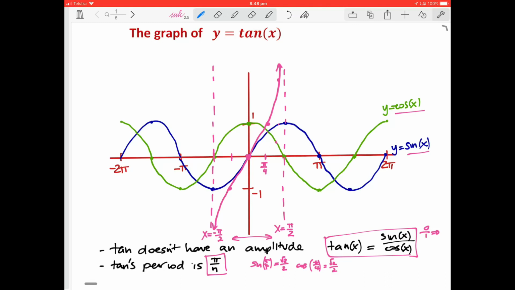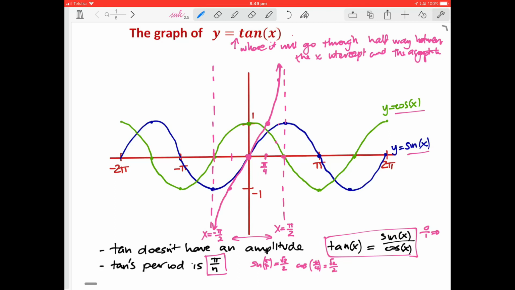You'll notice here, at the halfway point between the x-intercept and the asymptote, in this case pi on 4, it goes through 1. Whatever the coefficient of tan is, that is where it will go through, halfway between the x-intercept and the asymptote. Okay, now that's assuming that we don't have any translations left and right or up and down.